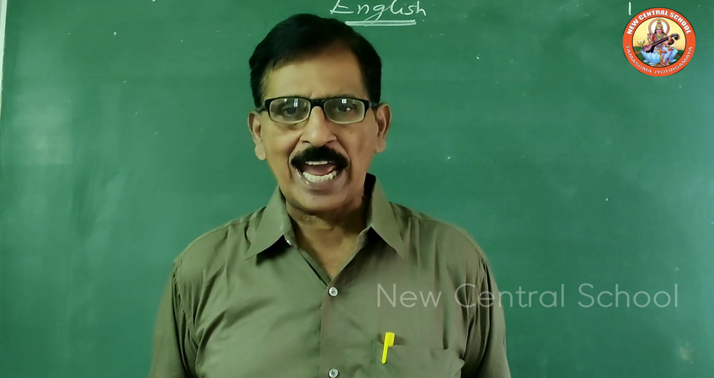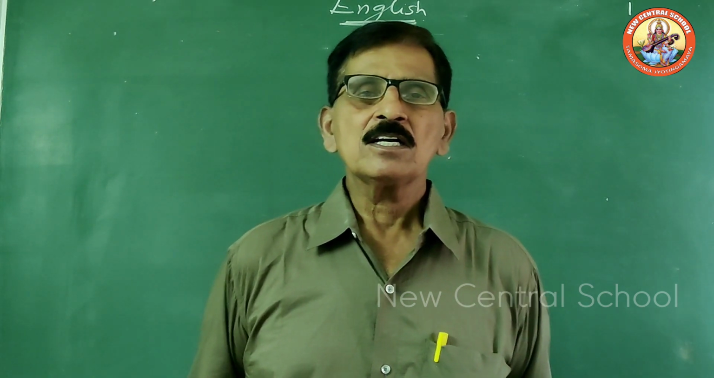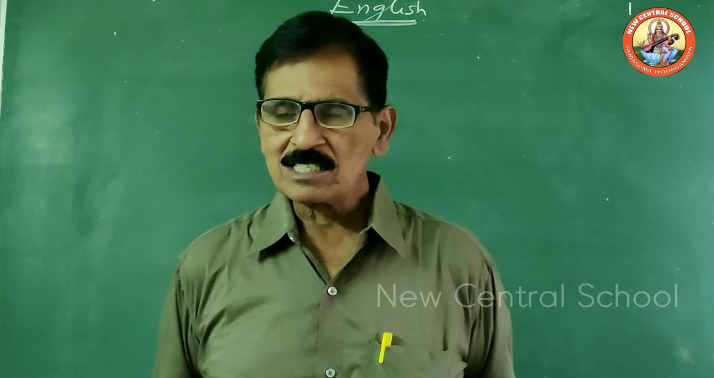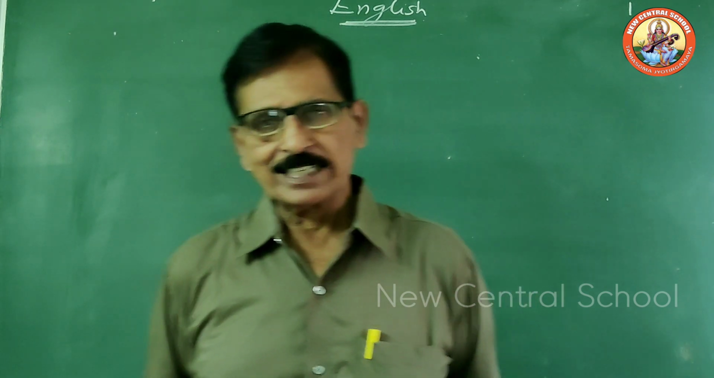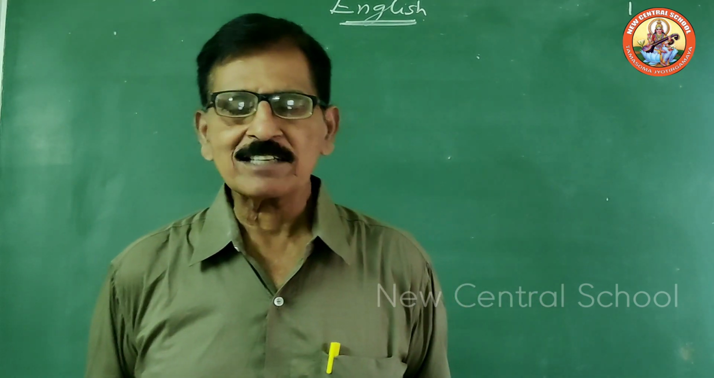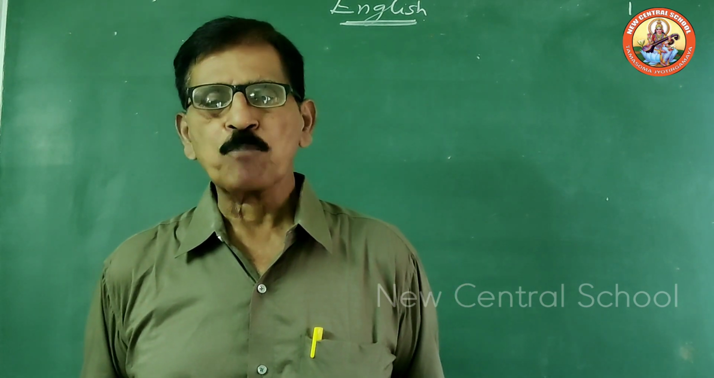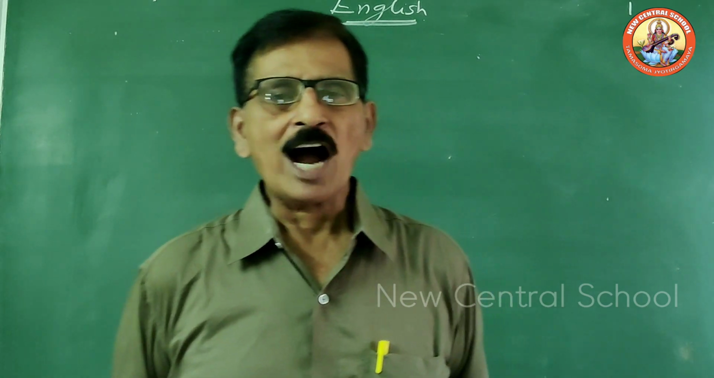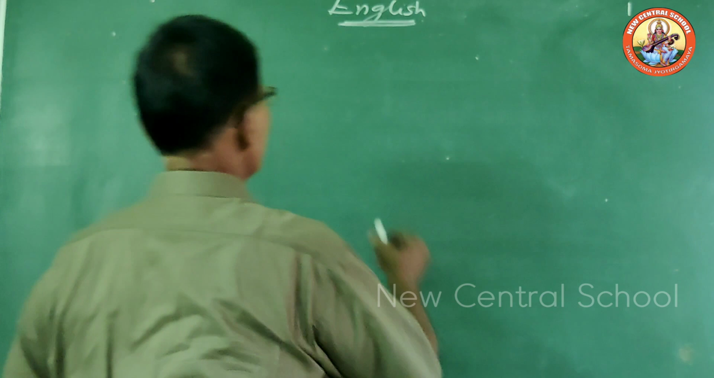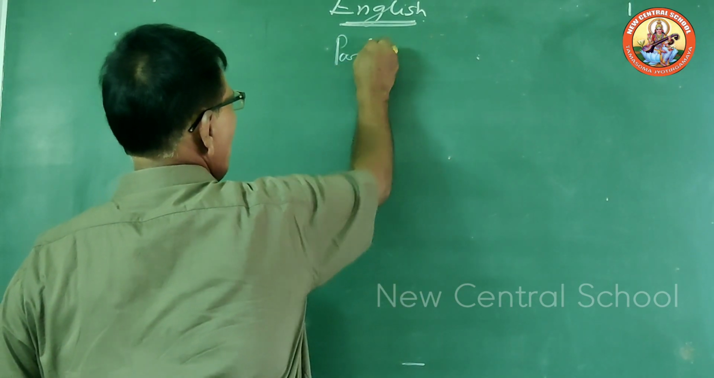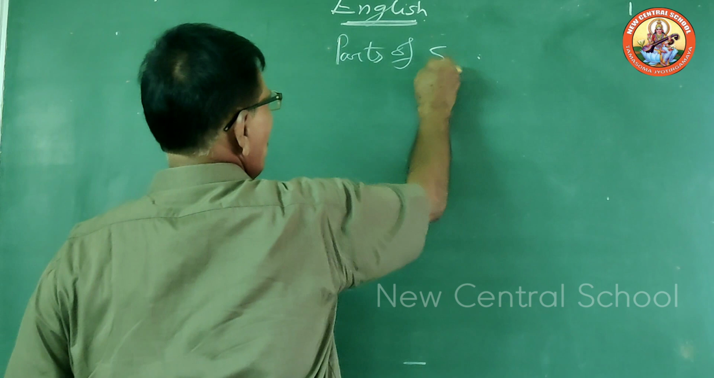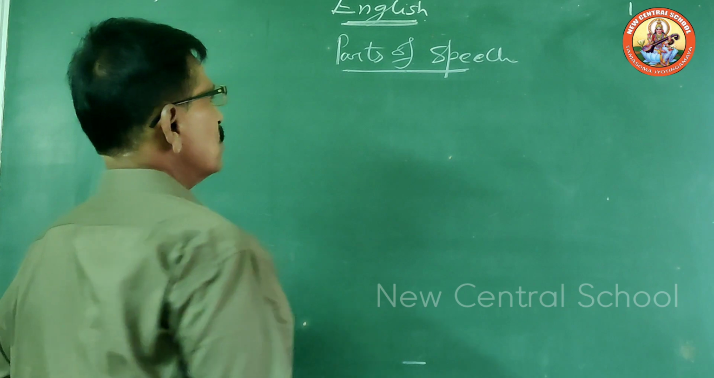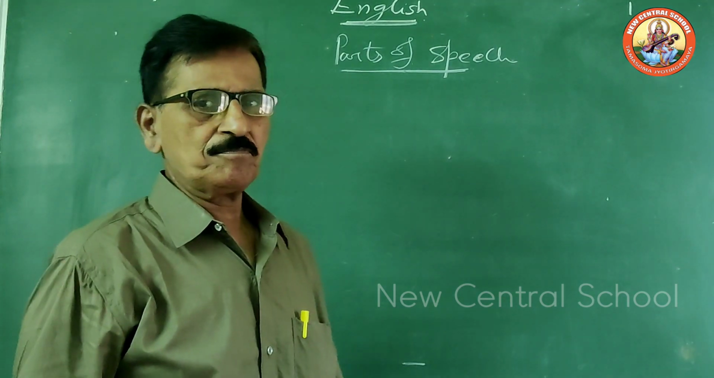We can frame the words with the help of vowels. So the words are classified into 8 parts according to their use, called parts of speech. This is 8 in number.